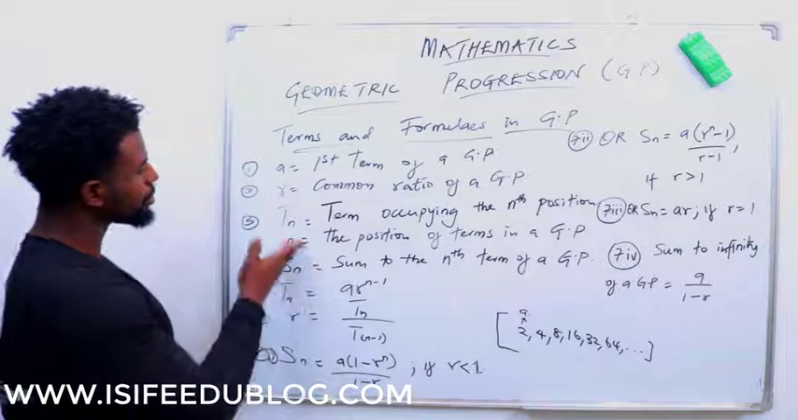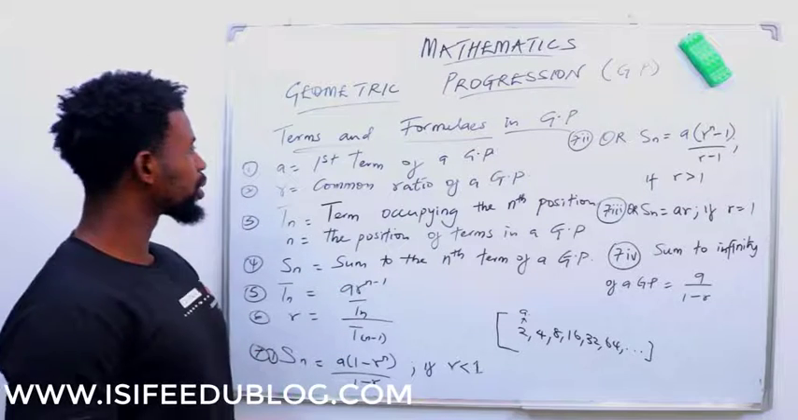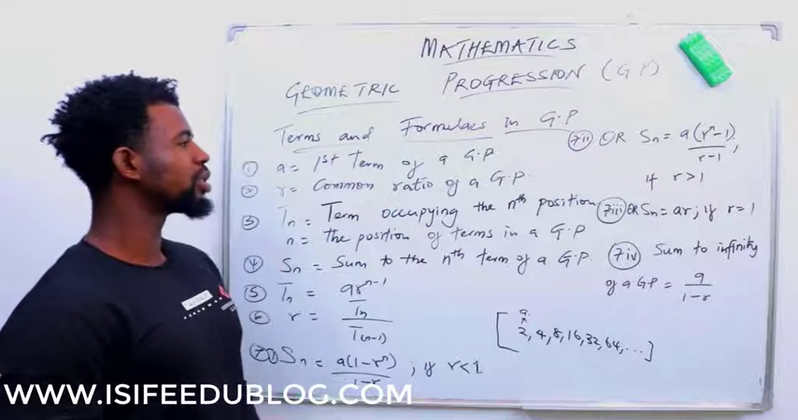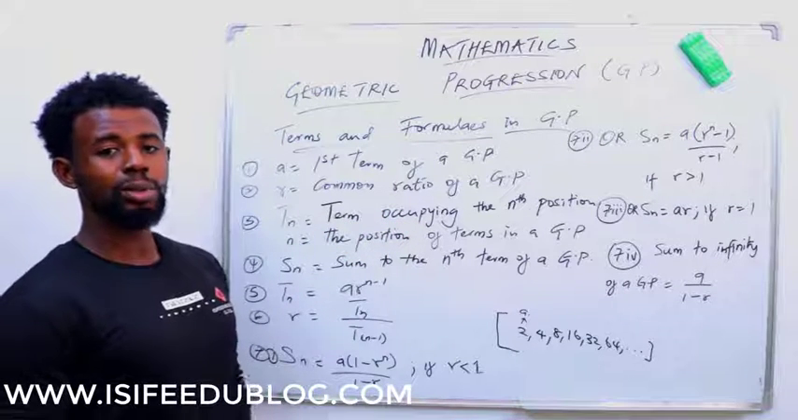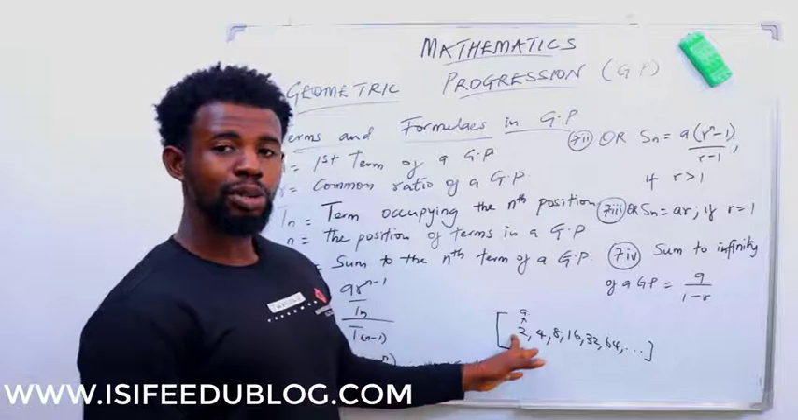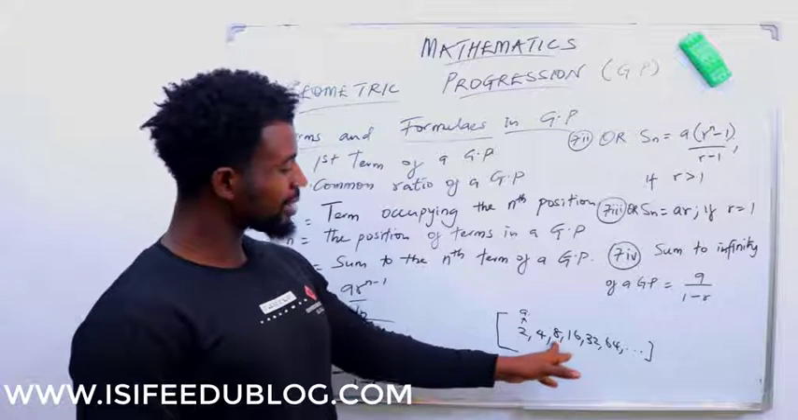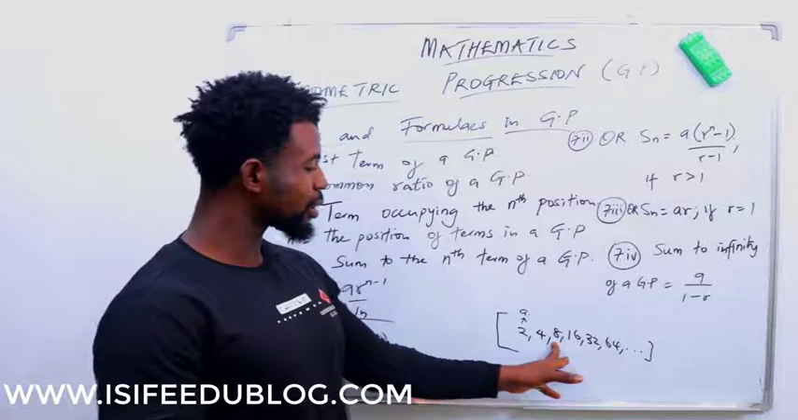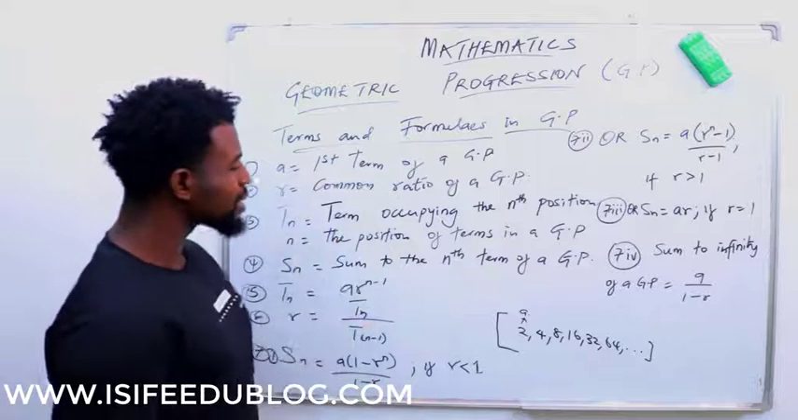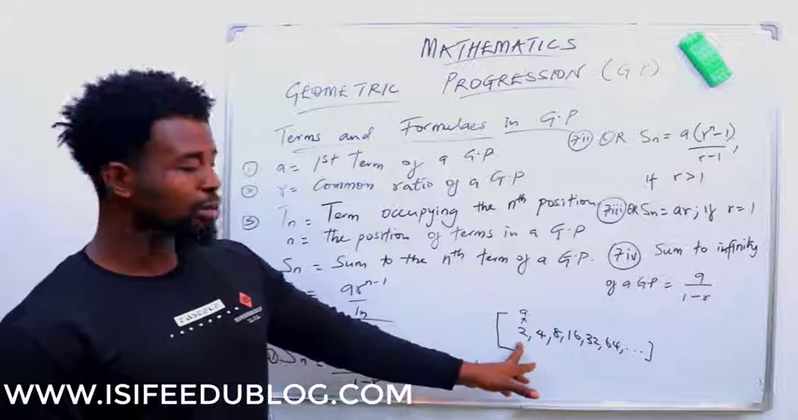Now, wherever you see Tn in a geometric progression or in a sequence, Tn means the term occupying the nth position of that particular sequence. And what do I mean by that? Now 2 is occupying our first position, right? 4 is occupying the second position. 4 is our second term. 8 is our third term, so it's occupying the third position. So Tn simply means the term occupying the nth position. So here 2 is the term occupying our first position.